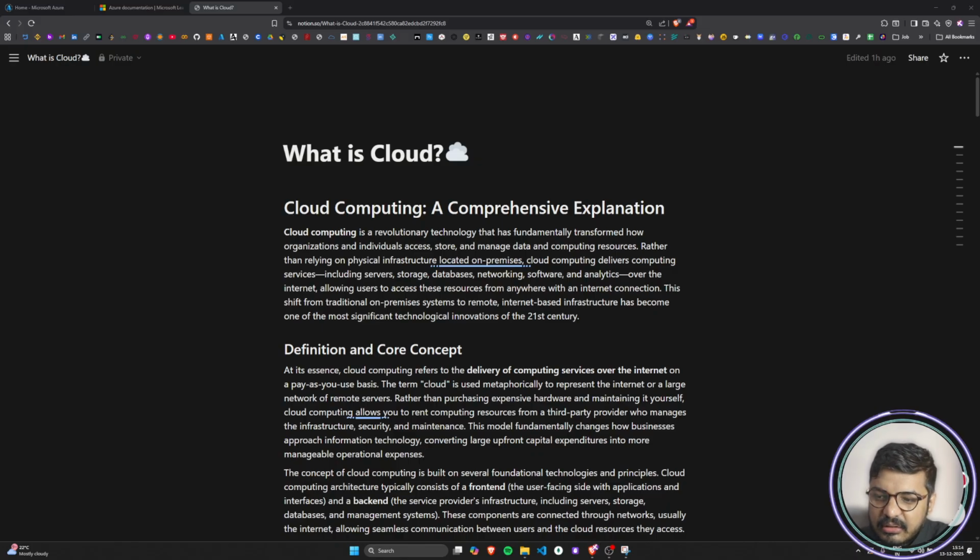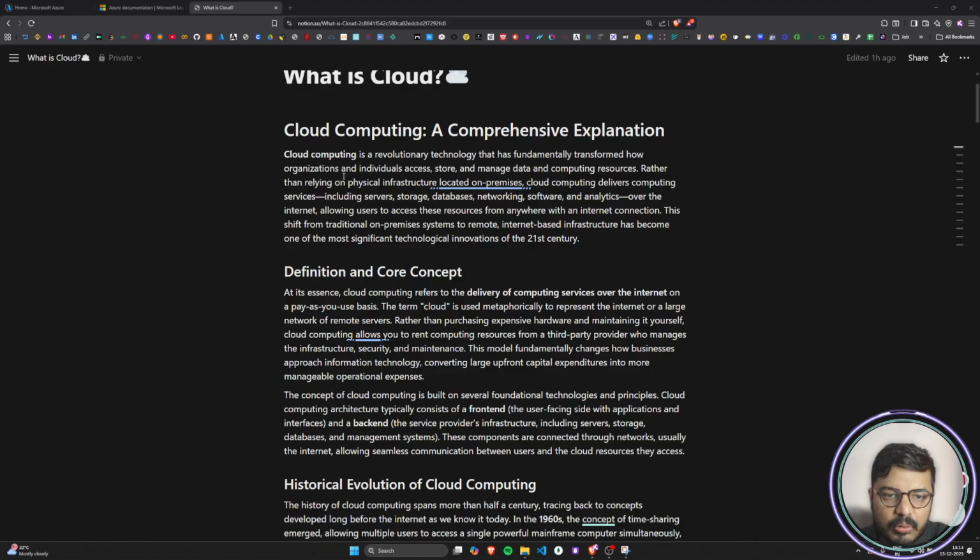So the very first thing that we will be understanding is what is a cloud. Cloud computing is a revolutionary technology that has fundamentally transformed how organizations and individuals access, store and manage data and computing resources. Rather than relying on physical infrastructure located on premises, cloud computing delivers computing services including servers, storage, databases, networking, software, and analytics over the internet, allowing users to access these resources from anywhere with an internet connection.